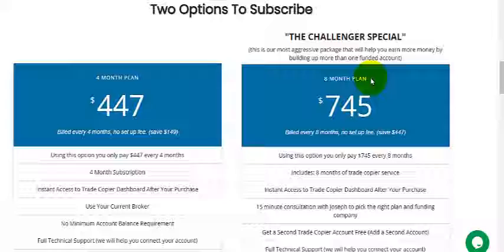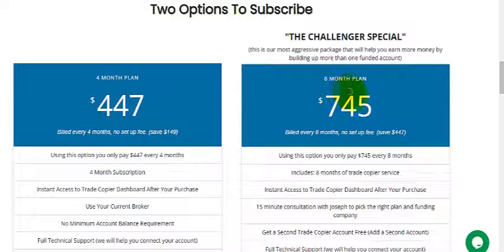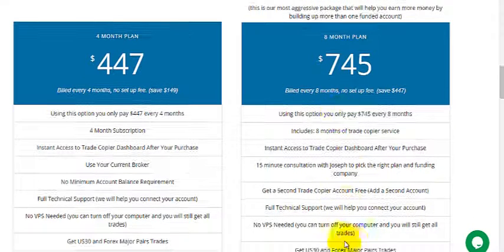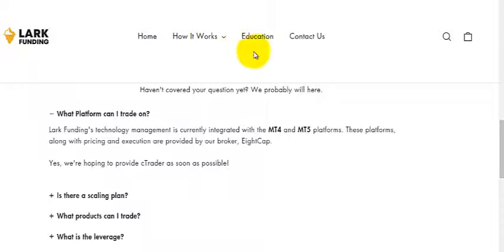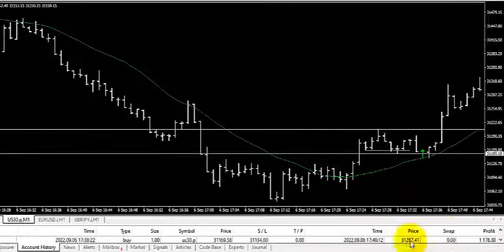With the 8-month plan, you can get a second trade copier free, so that you can go over here to Lark Funding, for example, and you can get 2 different trading accounts. And if you get 2 different trading accounts and you link them to the trade copier, you're actually earning twice the profits. So if you see on a trade like this, $1,100, if you had 2 separate accounts, you can use my trade copier and you would actually make $2,200 for today on this one trade alone. Just this one trade alone.